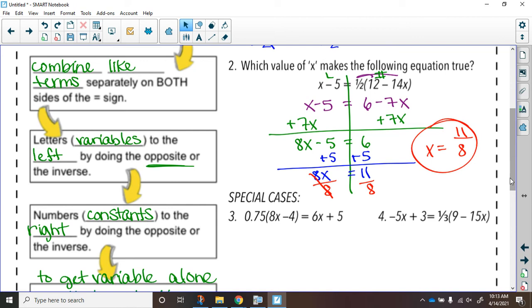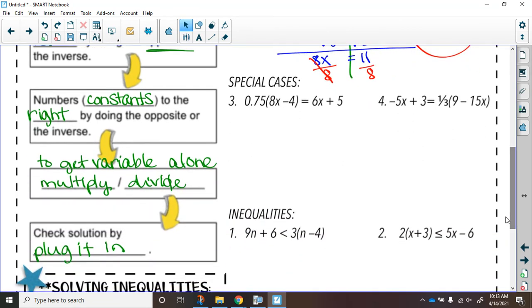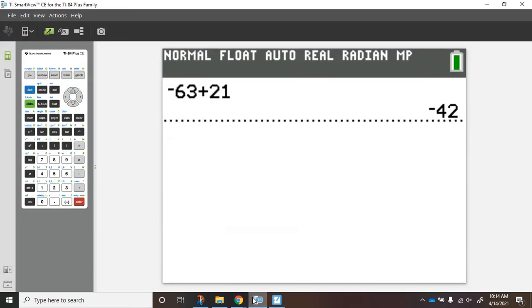So for 3 and 4, we have some special cases. So let's go ahead and solve these and figure out what's so special about them. So for number 3, we need to start off by getting rid of the parentheses. So I need 0.75 times 8. Because that's a decimal, I'm going to use my calculator.